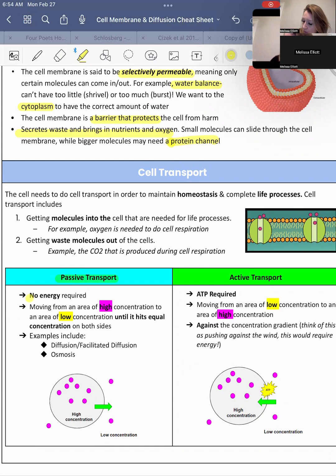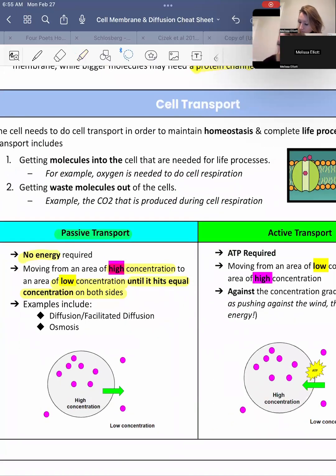Okay, and so passive transport, no energy is needed, and the molecules move from an area of high concentration to an area of low concentration until it hits equal concentration on both sides. And remember, concentration just means amount. So if we look at this picture right here, there are more molecules inside the cell: 1, 2, 3, 4, 5, 6, 7, right? So that's the area of high concentration. And those molecules are going to move to an area of low concentration, which is outside. There's only 3, right? If you need help with this, rewatch those animations so you can see that on video.